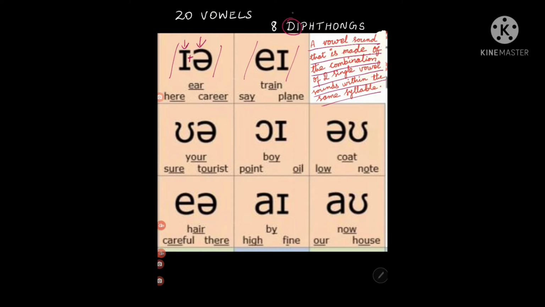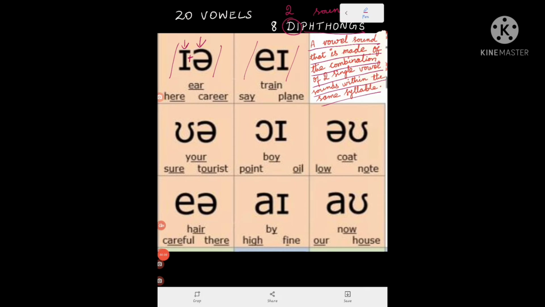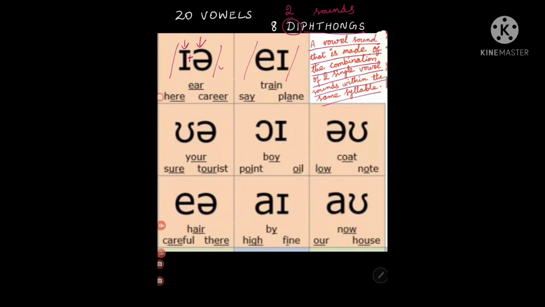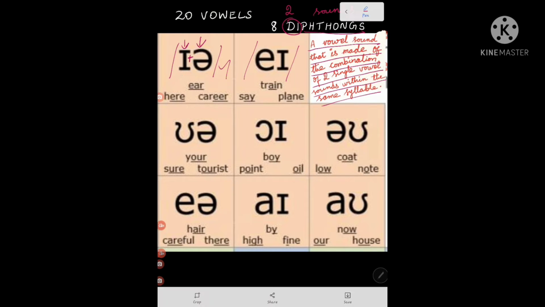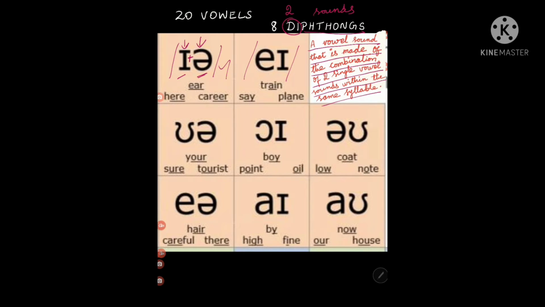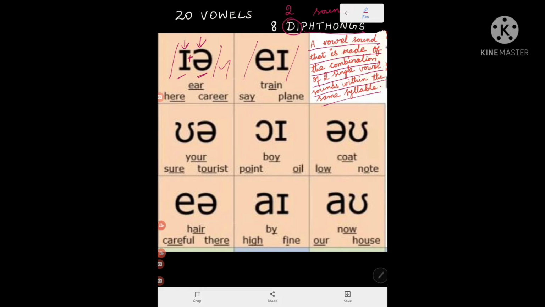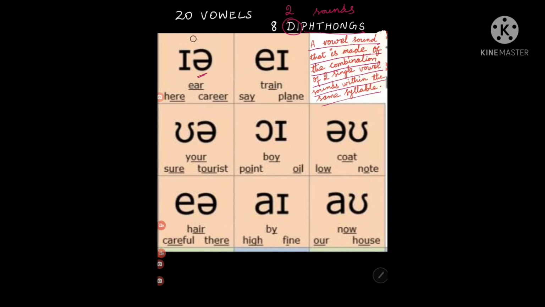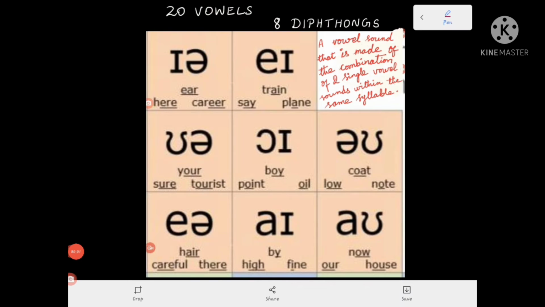diphthong. Already I told you, di means two and thong means sounds. Two vowel sounds combine together to form a diphthong. This is one vowel sound and this is another vowel sound. Now let us pronounce diphthongs. Shall we? Now let us see the first one.